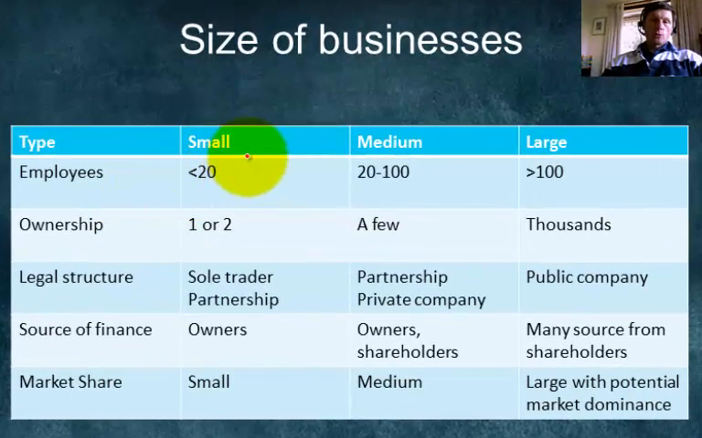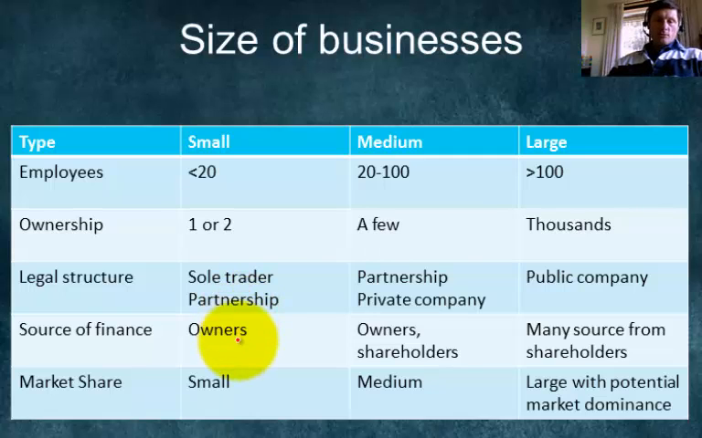So if we have a small business, generally a small business has less than 20 employees, owned by 1 or 2 people. The common legal structure will be a sole trader or partnership. The source of finance to go into business will generally come from owners, and the market share is small. We're talking about small niche type businesses.